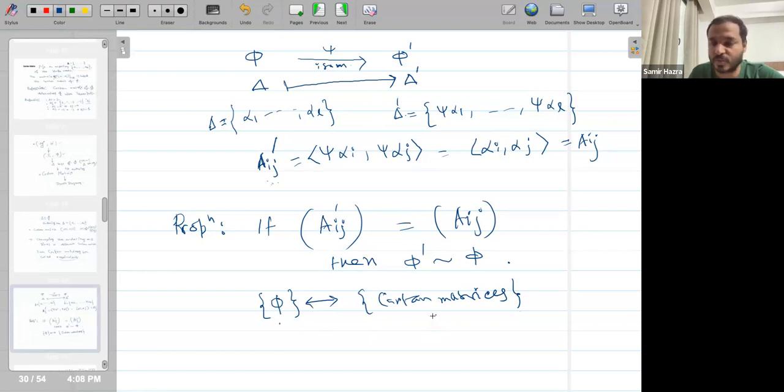And if two root systems have the same Cartan matrix, then they are isomorphic. So basically, we have a bijection between root systems and Cartan matrices.